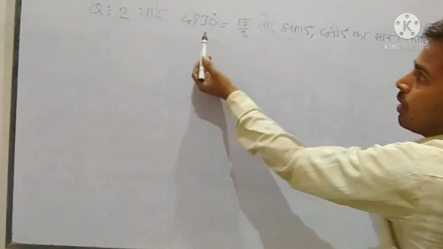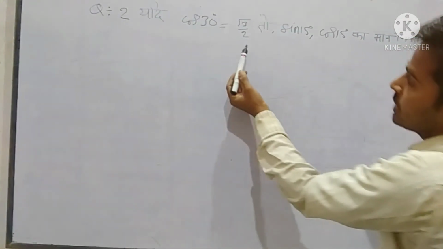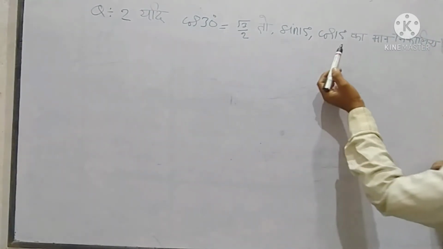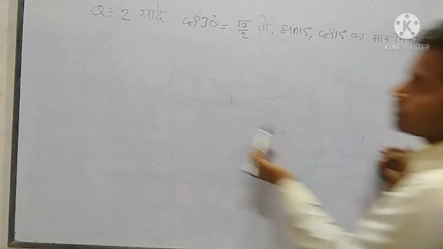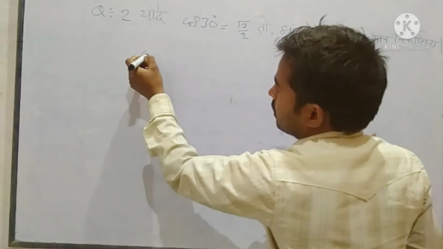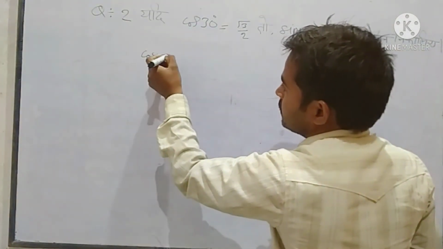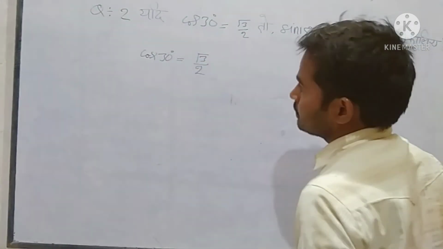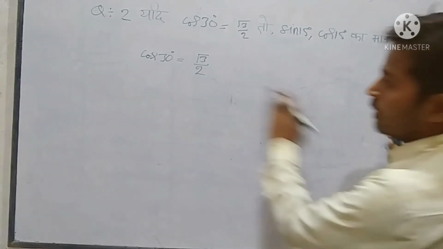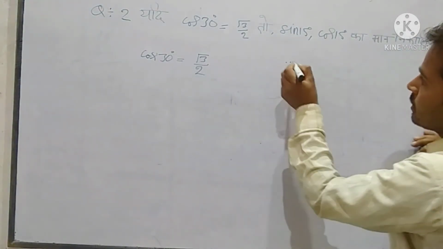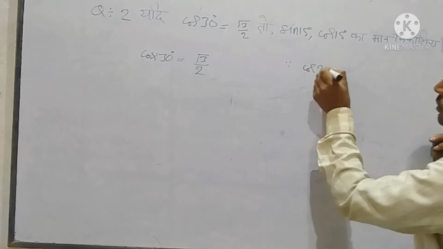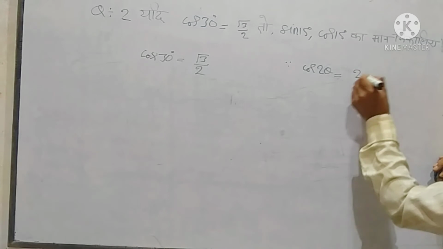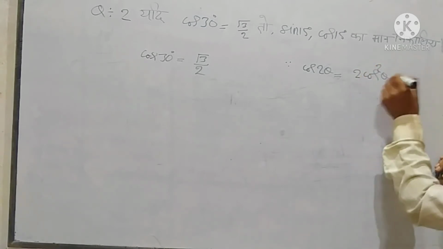If cos 30 degree is equal to square root 3/2, then find the value of sin 15 degree and cos 15 degree. So we write cos 30 degree is equal to square root 3/2. So we know that cos 2 theta is equal to 2 cos² theta - 1.